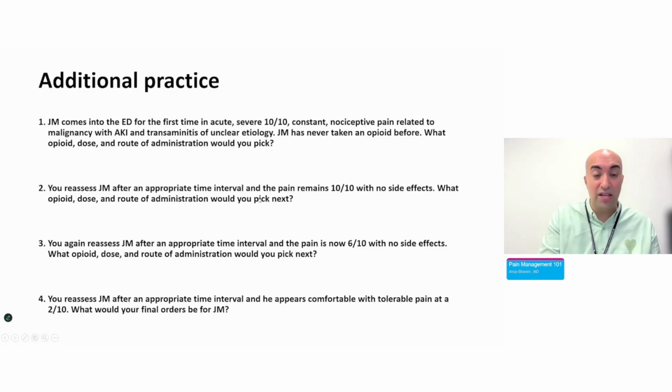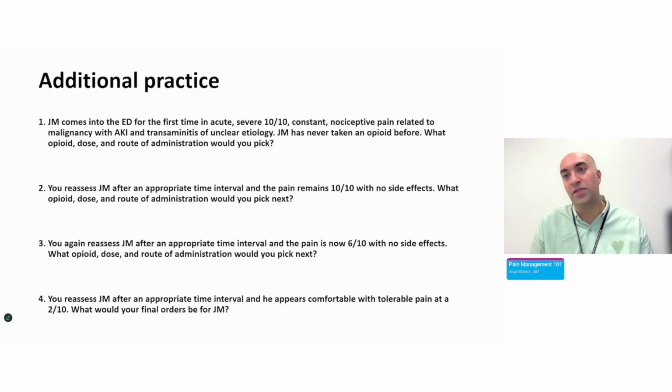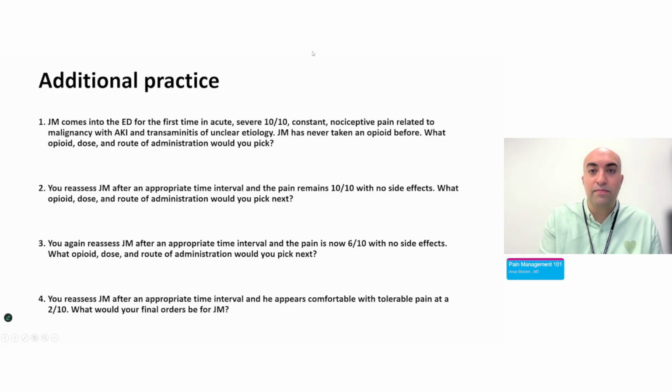So let's say you reassess him and he's still 10 out of 10, no side effects. What could you do after that? So take 10 seconds to think about that. And based on that answer that you pick, you again go back, number 3, and reassess them after an appropriate time interval. It's now 6 out of 10. So moderate, still no side effects.